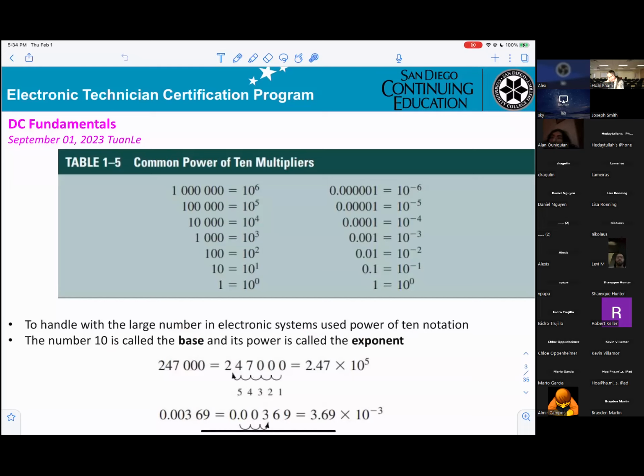Okay, now 247,000. You can write it a different way: 2.47 times 10 power of 5. That means if you take 2 and put the dot here, 2 point, how many digits are left? 1, 2, 3, 4, 5. That's why they're using 10 power of 5. Same thing applies for small numbers, only the power will be minus, not plus. At least technicians have to know that.